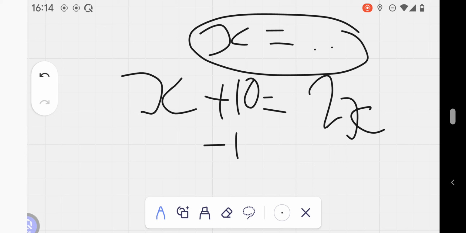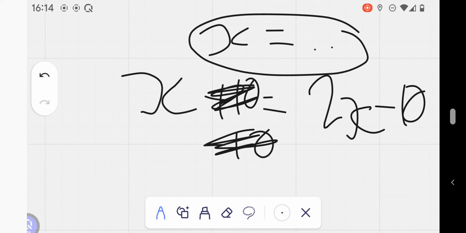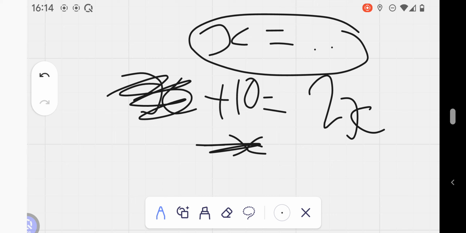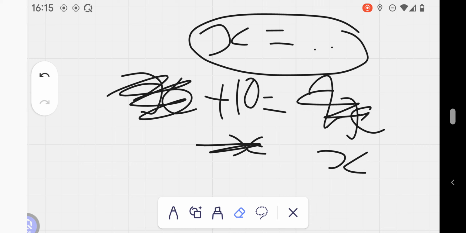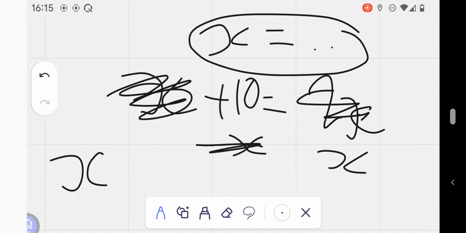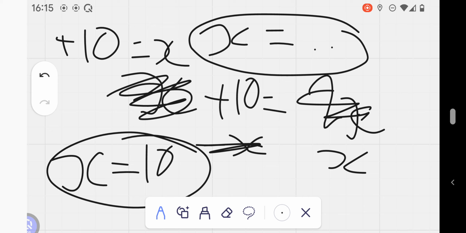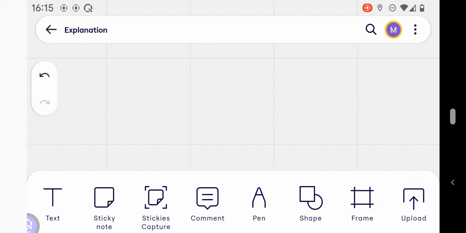Well, to begin with, you can subtract 10. So this 10 will cancel out, and now you get 2x minus 10. Or I didn't even need to do that if I wanted to. I could subtract x. Then this would cancel out, and this would turn into just x. So what do we end up with? x equals 10, or 10 equals x, but you can write it like this. See what I mean? Alright, let's try another one.